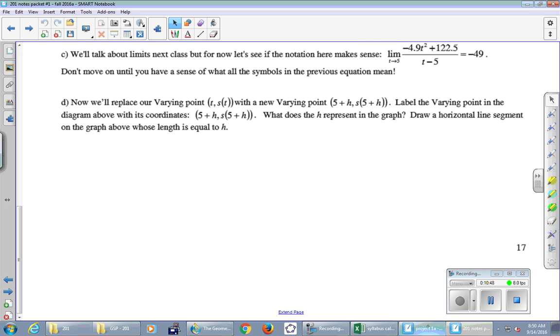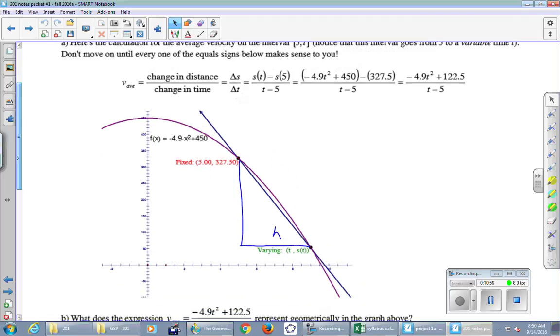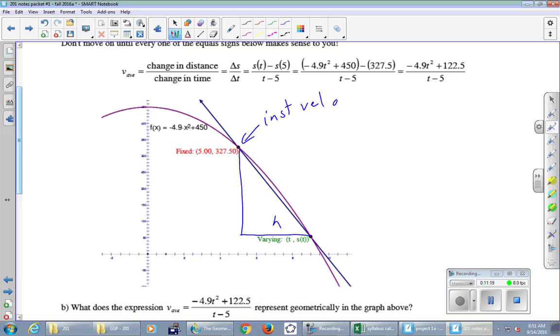Okay, so let us jump to the big packet, page 17 here. And we're just going to do a very quick review of something we did 2 classes ago. You will recall there was a problem where we were dropping, I think it was a ball, off of the CN Tower in Canada. And this purple curve here was the height of the ball as a function of the time that had passed. And we were really interested in finding the instantaneous velocity at t equals 5 seconds. That's what we wanted to find.